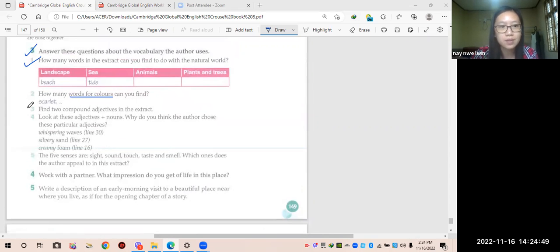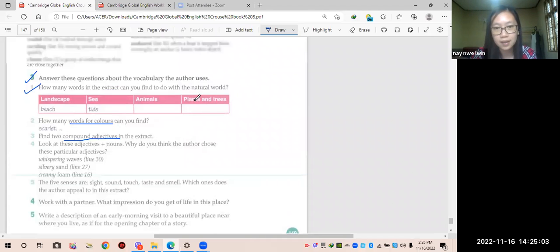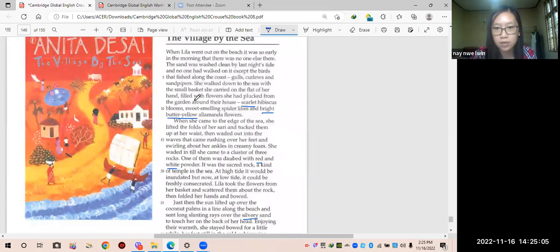So let's move on to number 3. Find two common adjectives in a text. So there are two common adjectives in the extract, and you have to find these ones. You know what common adjectives are, right? Okay, so this time we'll find common adjectives in the text. I will show the text again for you.